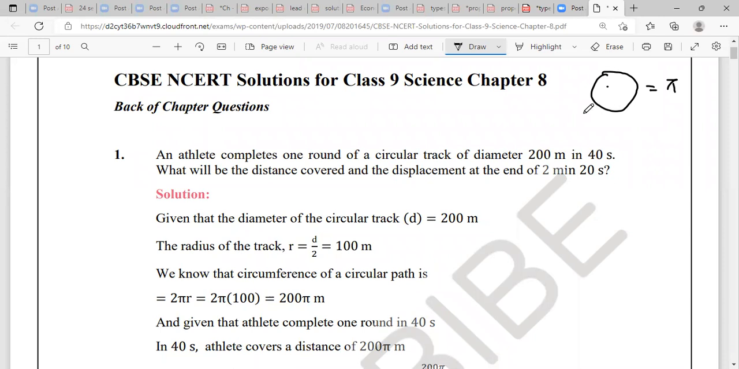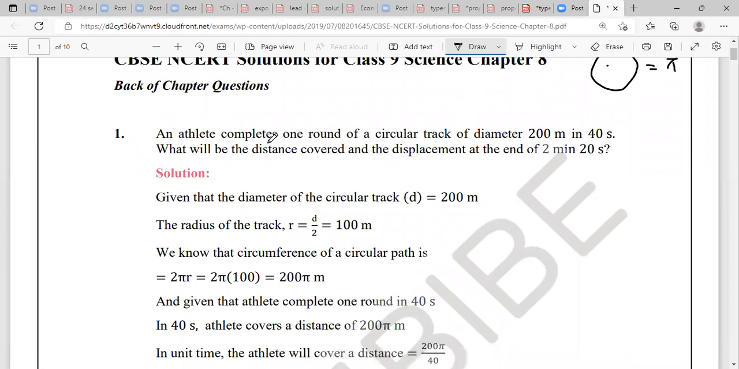Check your notes. Yes, ma'am. So now the question is: an athlete completes one round of a circular track of diameter 200 meters in 40 seconds. So this is the track. What is the diameter? I hope you all know this is the diameter. He is completing one circle, one round, in 40 seconds.